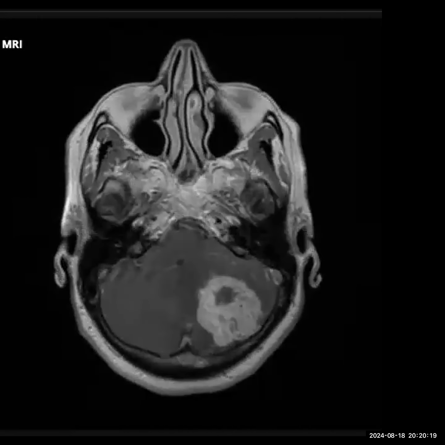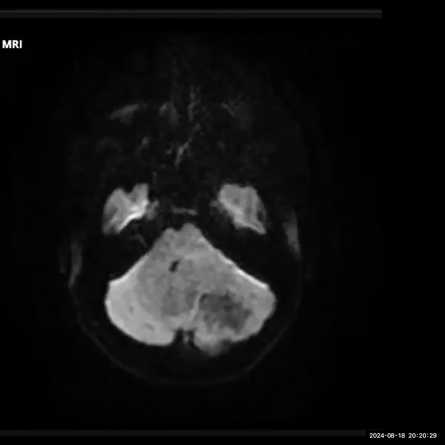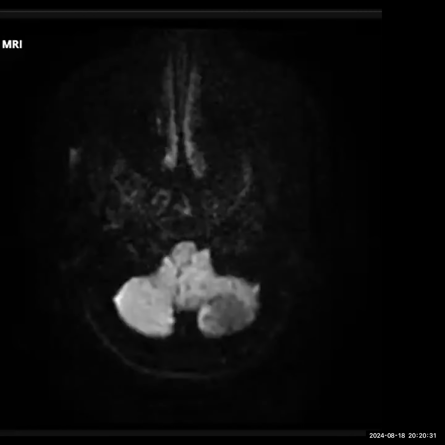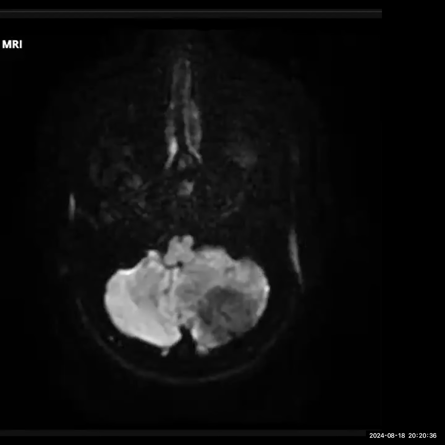Can I see diffusion? Okay. What are you thinking? What is running in your mind right now? So since the testis lesion is benign, I'm thinking if there are any syndromic associations. What syndrome are you thinking about?